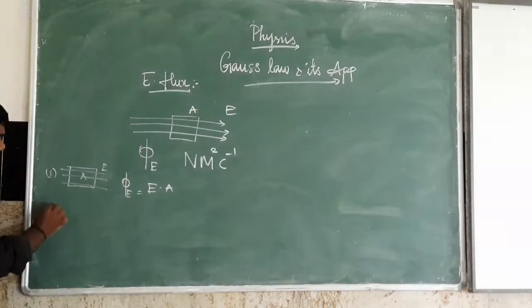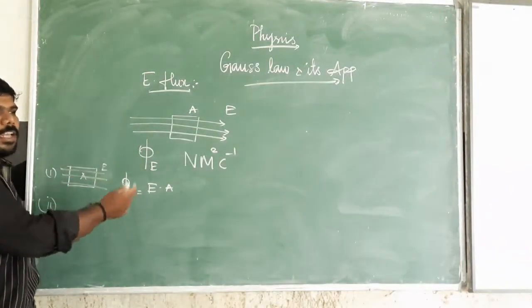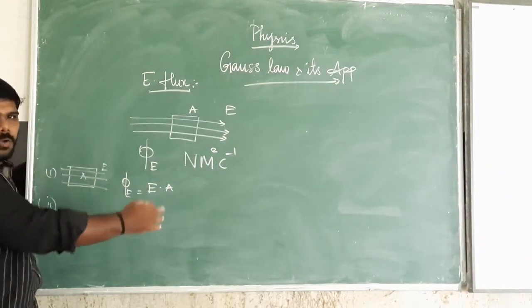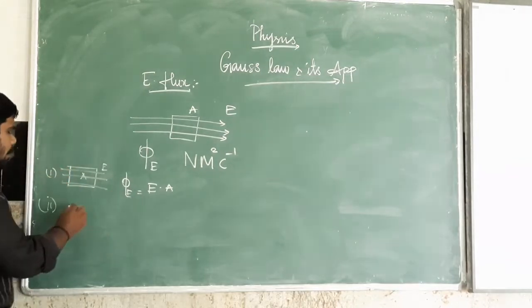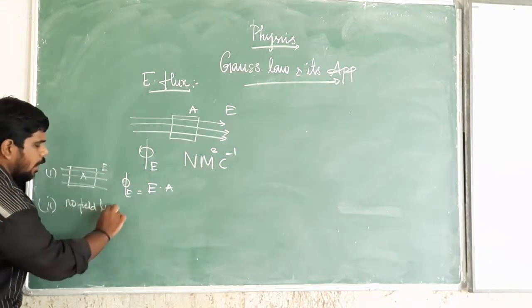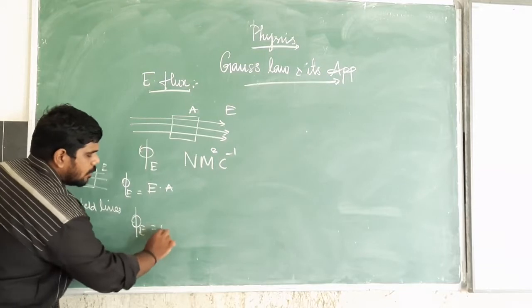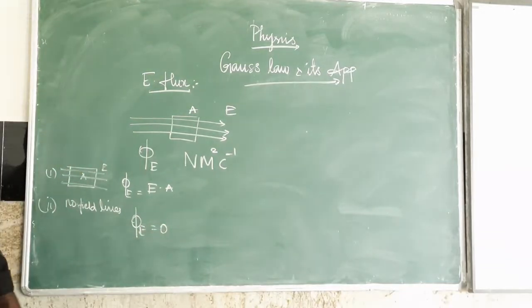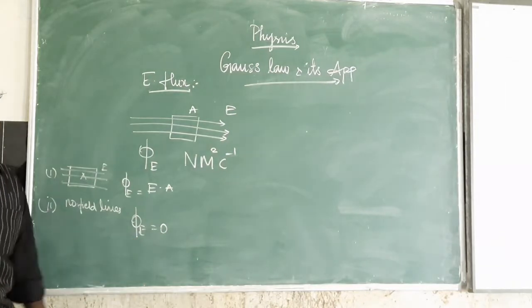Then second point, if no field lines are passing through the area, what is that? If there are no electric field lines passing through the area, then the flux phi of E is equal to 0. Phi of E is equal to 0. Electric flux is equal to 0.